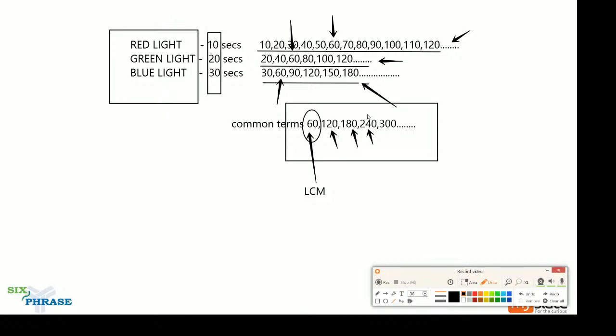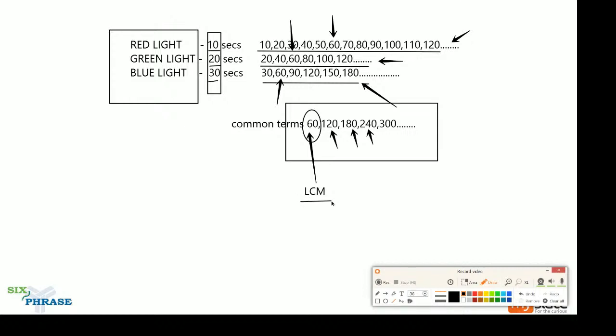So it is always plus LCM. If you have to get the next number which is divisible by all these three numbers, the first number divisible by all these three numbers, 10, 20, 30, is nothing but the LCM.